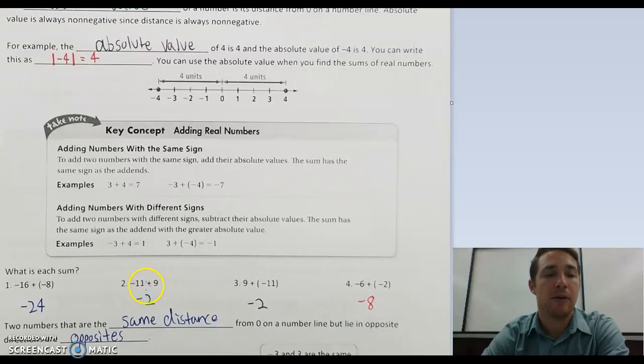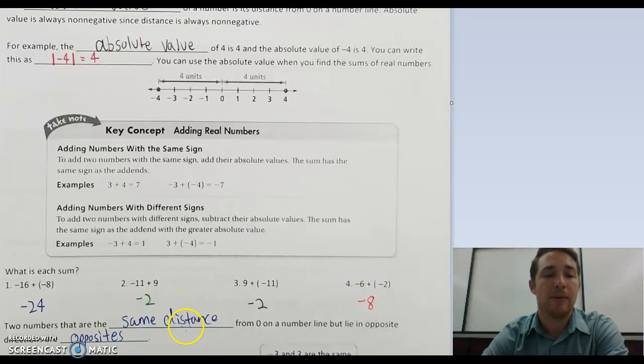-11 plus 9, different signs, so the difference between those two is 2, and I take the bigger sign, which is negative. 9 plus -11, same idea. If the bigger one was negative, I look at their absolute value difference, and I make sure I take the bigger sign. -6 plus -2, they're both negative, so I add those, and I end up with that negative sign still, so -8.